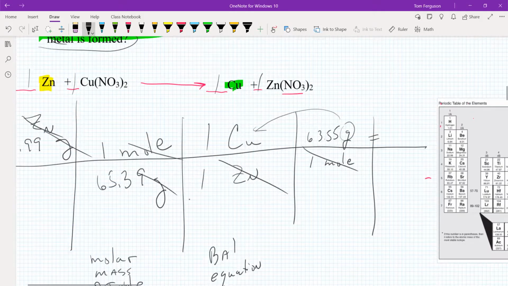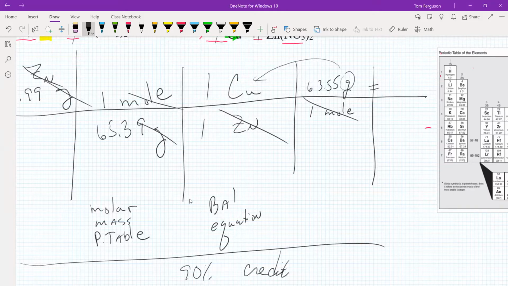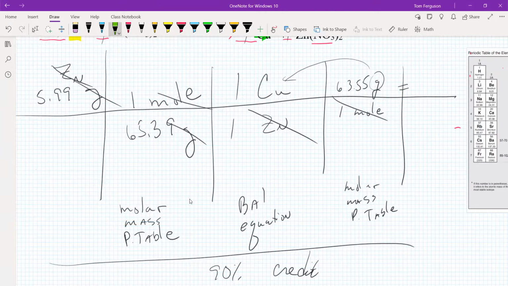And again, this is molar mass in the periodic table. So we have 3 sig figs, 4 sig figs, infinite sig figs, and 4 sig figs. So our answer is going to be 3 sig figs. So we're going to grind that baby out.